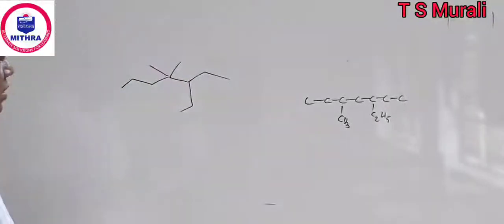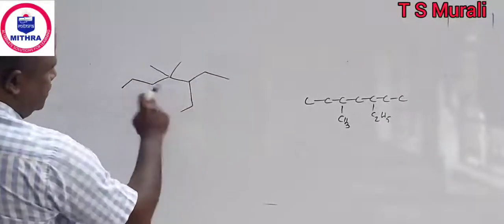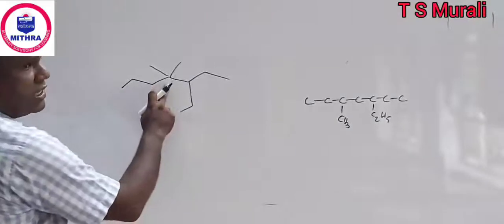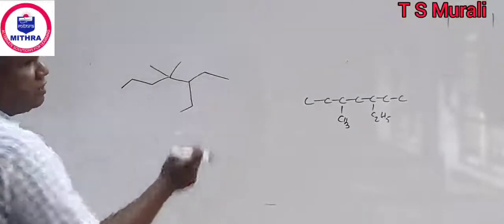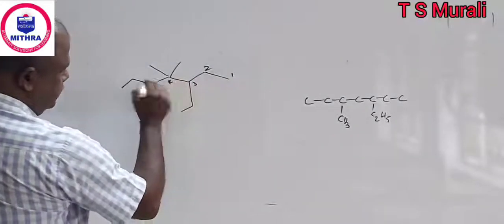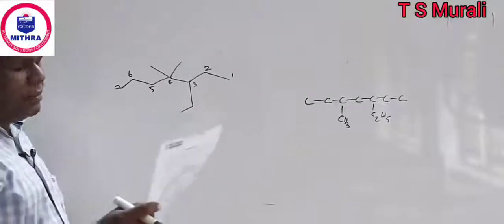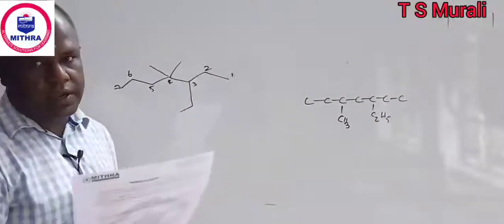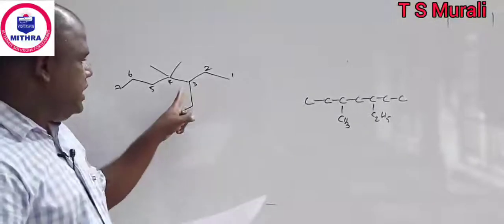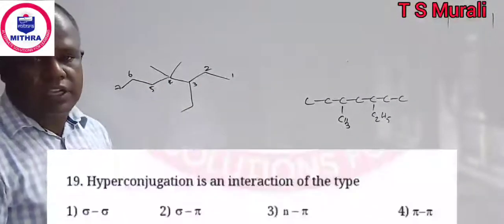Select the longest chain. 1, 2, 3, 4, 5, 6, 7. So I am selecting this long chain. 1, 2, 3, fourth position starts branches, 1, 2, 3, third position starts branch, means this is the direction. So the name is 3-ethyl 4,4-dimethyl heptane. Okay, you tell me the option. 3-ethyl 4,4-dimethyl. Agree.